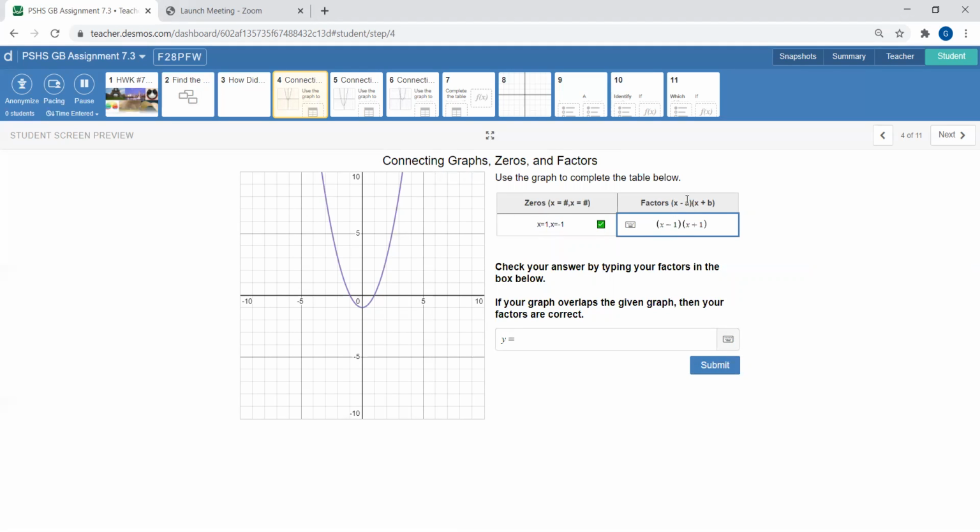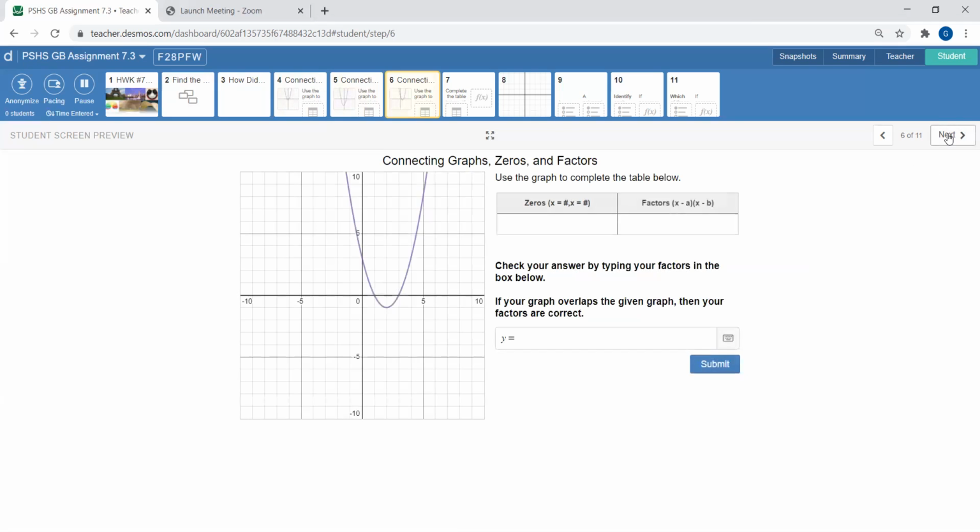So make sure you've got your x's here. Make sure you've got your parentheses. And check your answer by typing your factors in the box below. So basically, we're matching up the graph. If we want to see if this is correct, if we type in what we think the answer is, we should get the same graph. And notice how it changed color there. If I delete the 1, as soon as I put the 1 back, you can see that it changes color. So that's a good way of confirming on Desmos if you actually have the right answer or not.